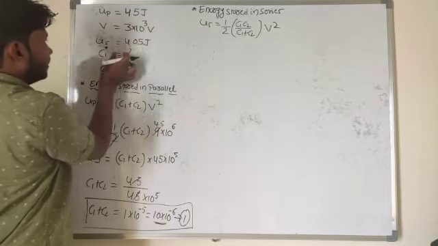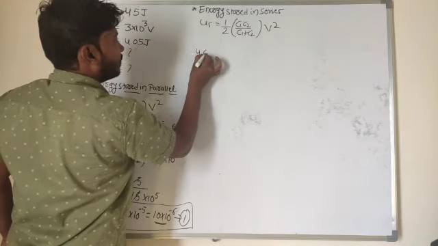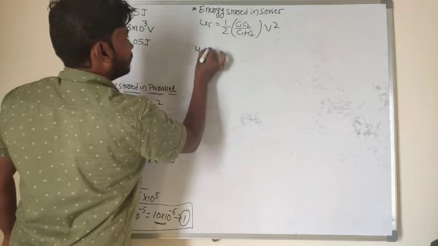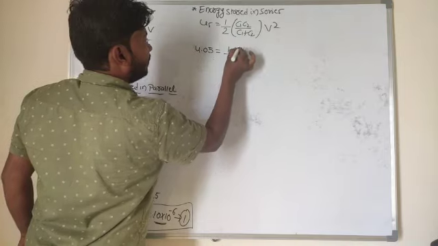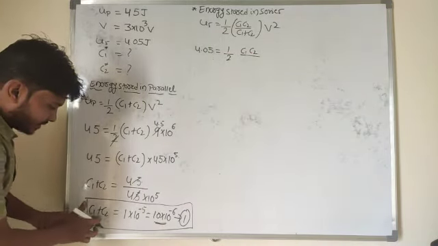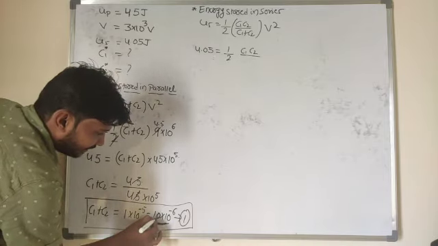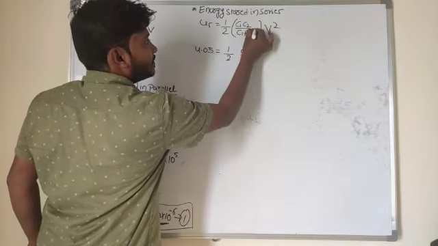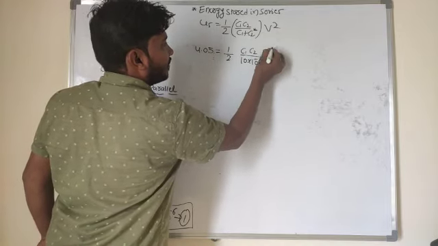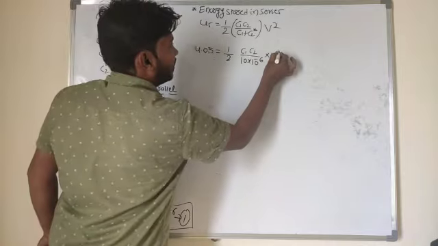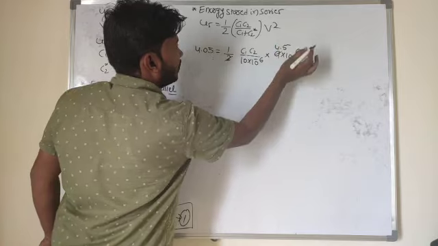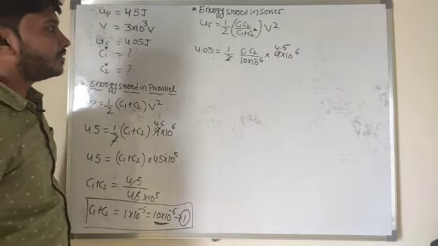So what is that energy stored in the series combination? 4.05, sorry, 4.05 equals half of C1 into C2 over (C1 plus C2). So look at here, wherever C1 plus C2 is there, shall I take the 10 into 10 to the power of minus 6 here? Wherever C1 plus C2 is there, 10 into 10 to the power of minus 6, times V squared, again that 9 into 10 to the power of 6 here. So 4.5 into 10 to the power of 6 here.